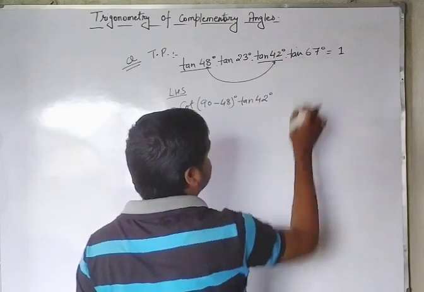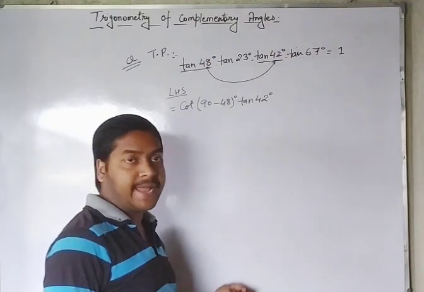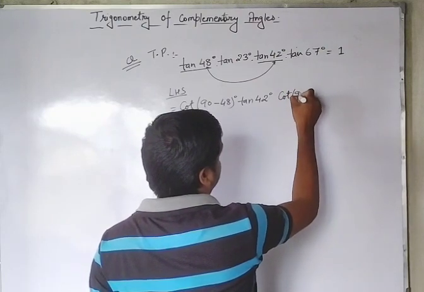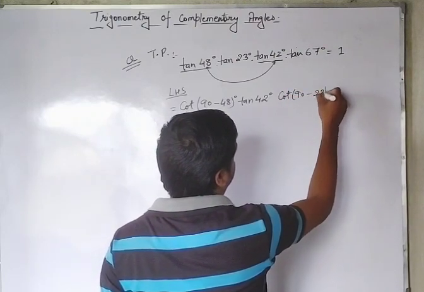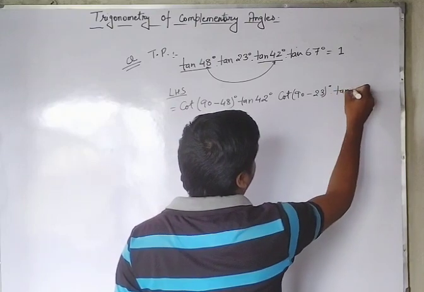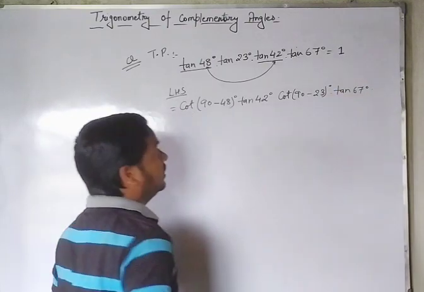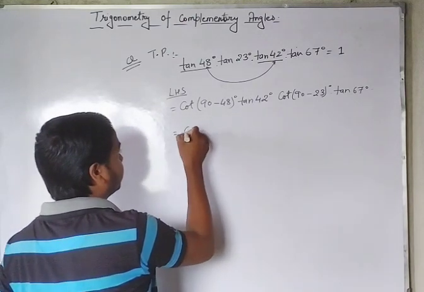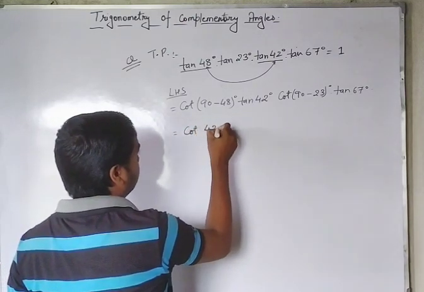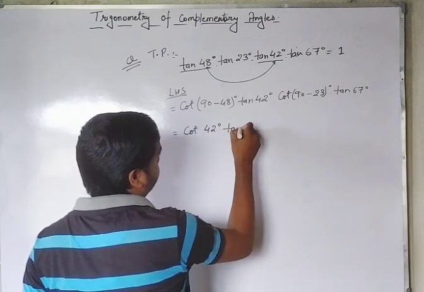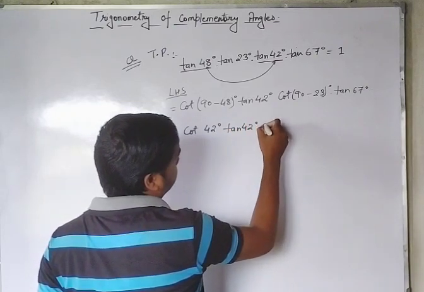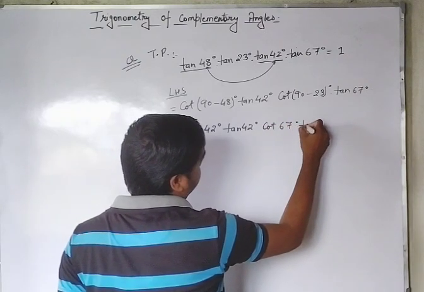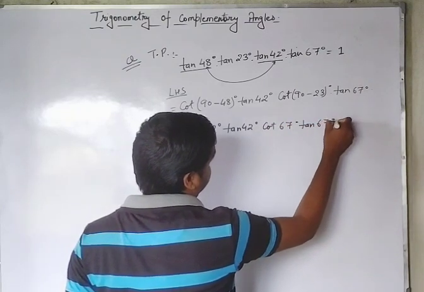Now 23 plus 67 will also give us 90. So out of these two, one I will change: cot 90 minus 23 degree into tan 67 degree. Now after subtracting the angle, what will we get? Cot 42 degree into tan 42 degree into cot 67 degree into tan 67 degree.